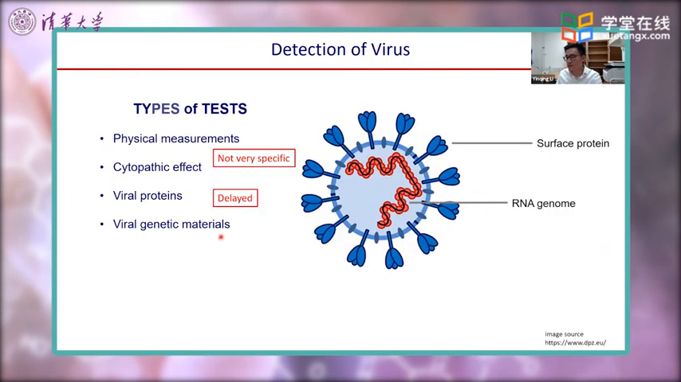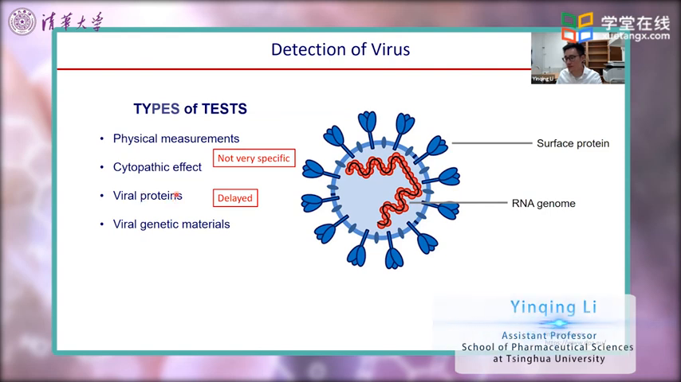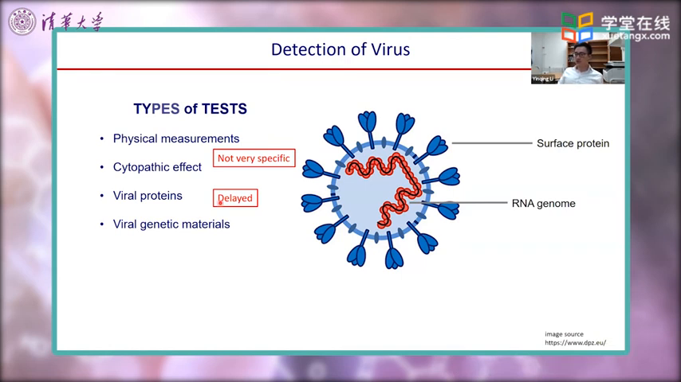So we've discussed several different ways of testing for the virus, and some of them are not very specific to the strain of the virus, and some, like the viral protein detection method, have a delay. And in order to quickly track the active virus spreading, we need a method that can detect the virus at this early stage. And this is something that we're going to talk about in the next section, the detection based on the viral genetic materials.